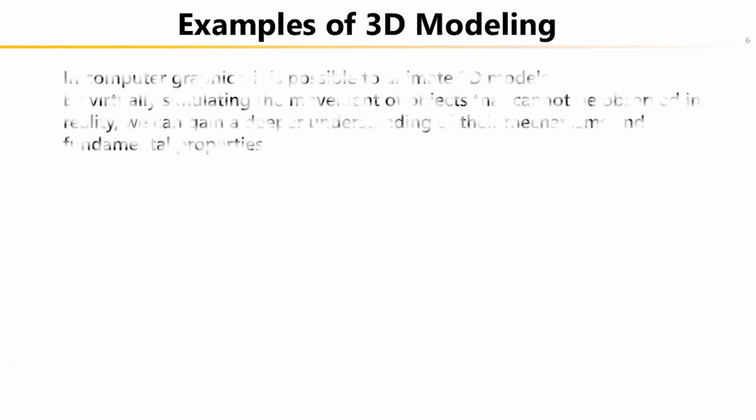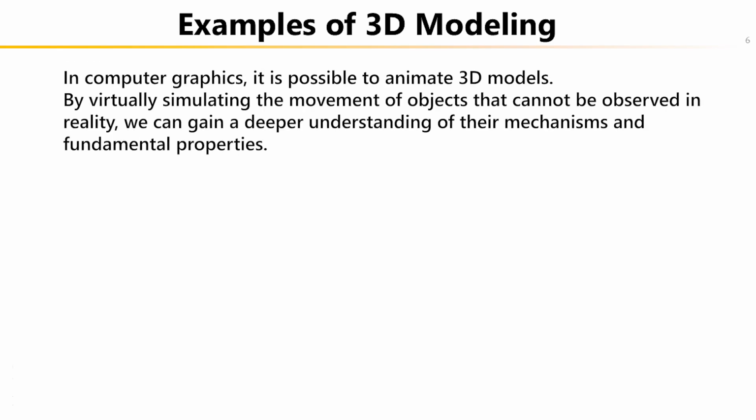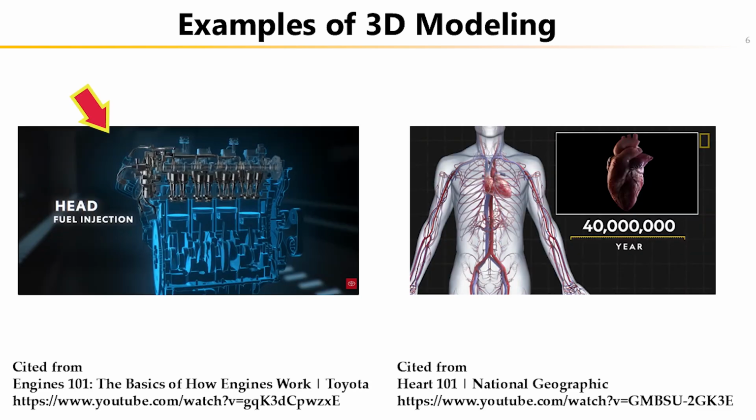Next, examples of 3D modeling. In computer graphics, it is possible to animate 3D models. By virtually simulating the movement of objects that cannot be observed in reality, we can gain a deeper understanding of their mechanisms and fundamental properties. The example on the left shows the operation of an internal combustion engine. It illustrates the movement of mechanical components such as pistons and valves, as well as the timing of fuel intake and combustion in relation to these movements.